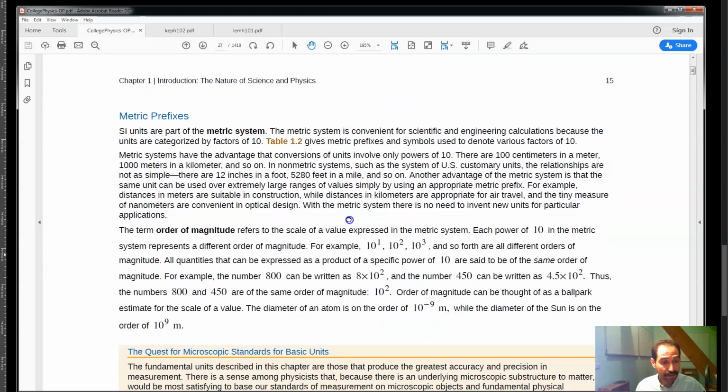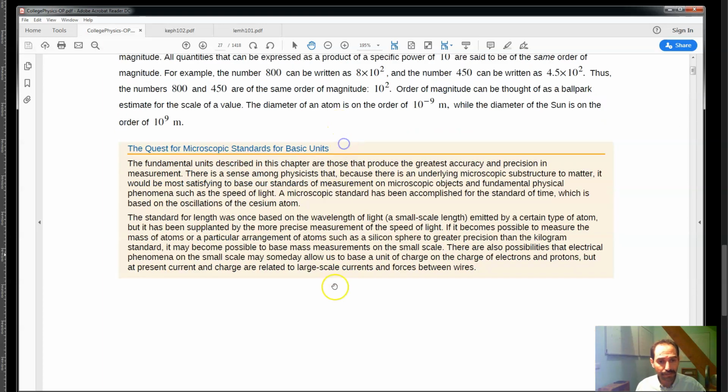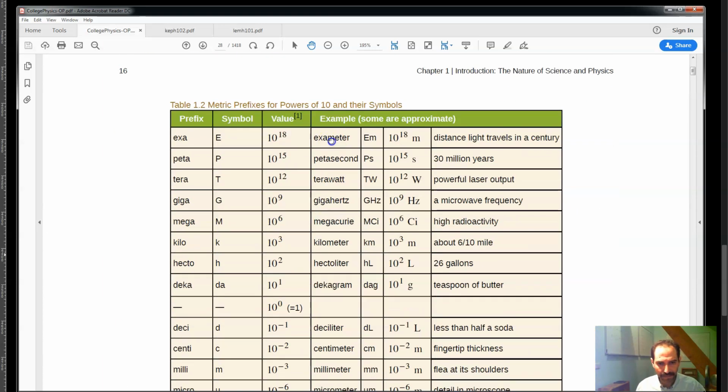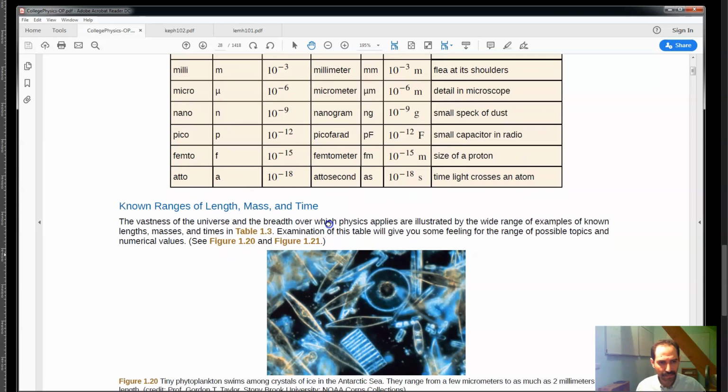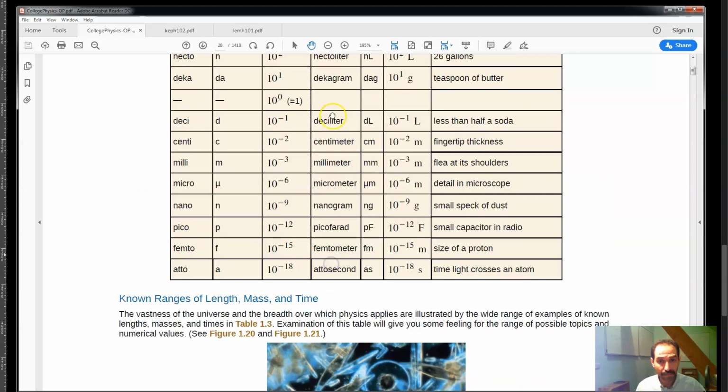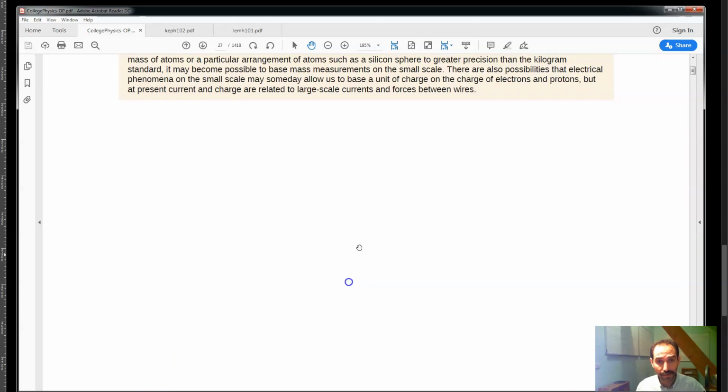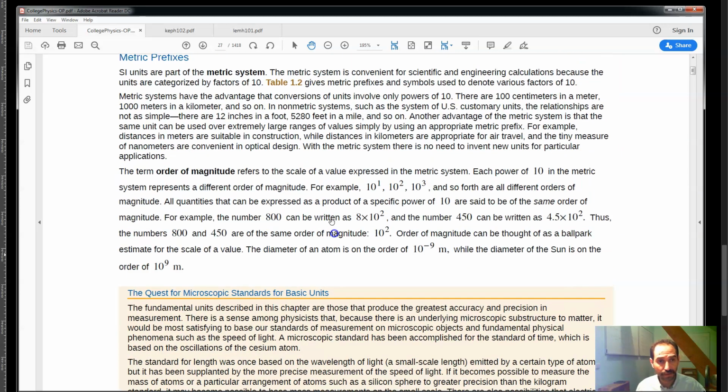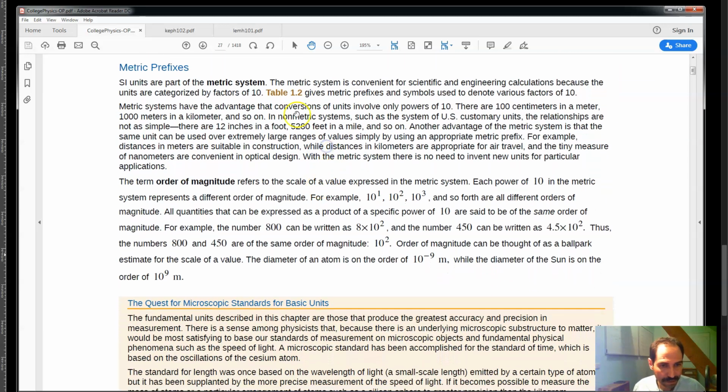Now, the next thing that we have here is the metric prefixes. I think we need to end this video here, because this is going to take some time and I'm already at 53 minutes. So I'll end this video here and then we will continue in the next video.